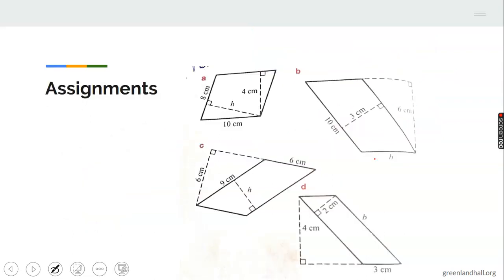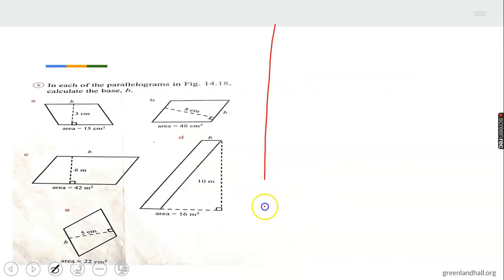Now, here are examples for you to practice on at home. Follow the previous examples I did and you will get it. These are examples for you to do, to practice using the formula.